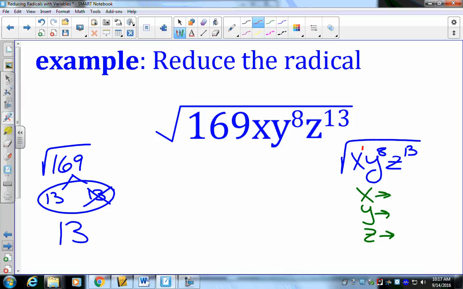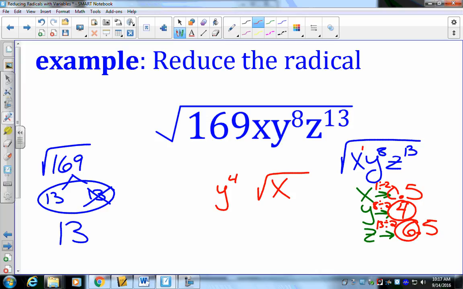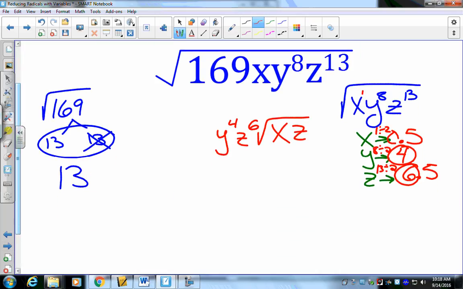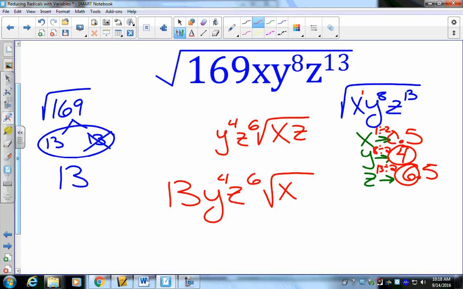All right, so for my x, it's 1 divided by 2, which is 0.5. 8 divided by 2, which is 4. And 13 divided by 2, which is 6.5. All right, so what does that mean? That means x, no whole number, but a 0.5. So I have an x underneath. Y just has a whole number of 4, so that's on the outside. No remainder. Z has a whole number of 6 with a remainder of 0.5, so I have a z left over underneath. Okay, so when I combine it all together, I have the 13, y to the 4th, z to the 6th, square root of x, z.